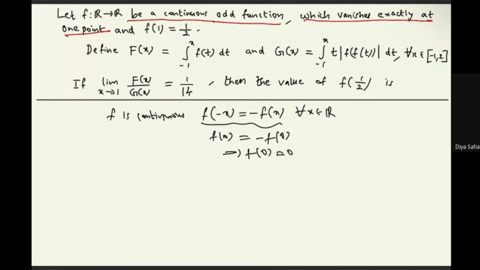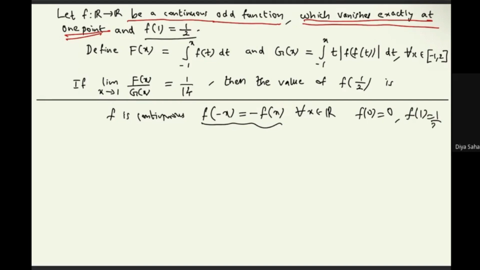So this condition suggests that what vanishes at exactly one point, that exact one point is 0. So what we got is, we know f of 0 is 0 and f of 1 is half. That is also given. And we also know one thing, which is 0 is the only point having this property. That is also given. Now, these are the conditions. So once we observe all these, we can move on to start what is given.